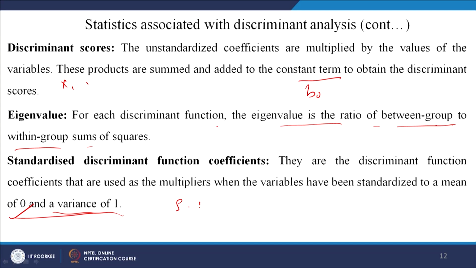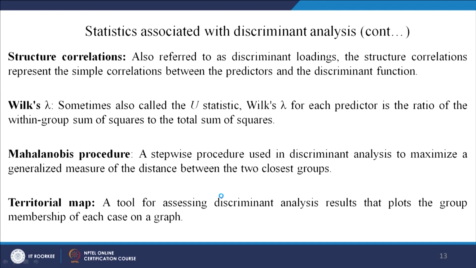Because when you have standardized, the mean is 0 and the standard deviation is actually 1, SD is equal to 1. So, SD is 1 means variance is 1, right, but the mean is 0. So, this is how the standardized value is taken and it helps for comparison, right.